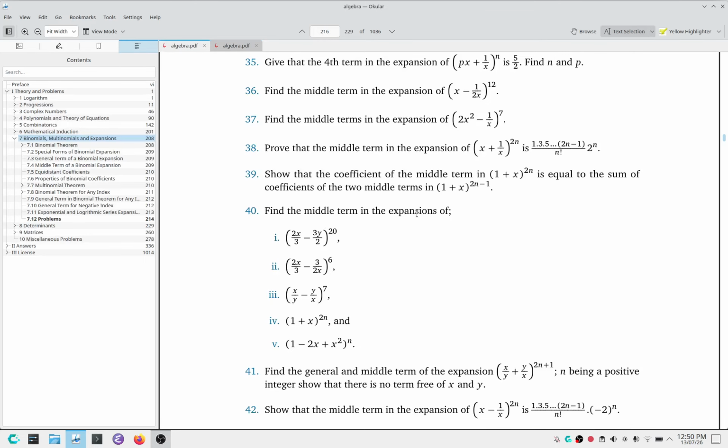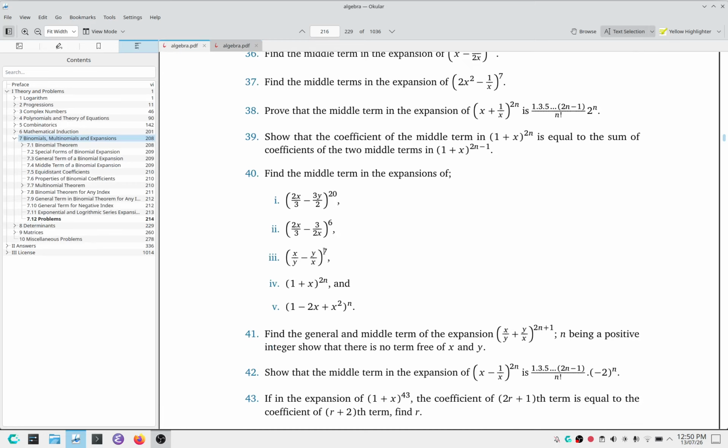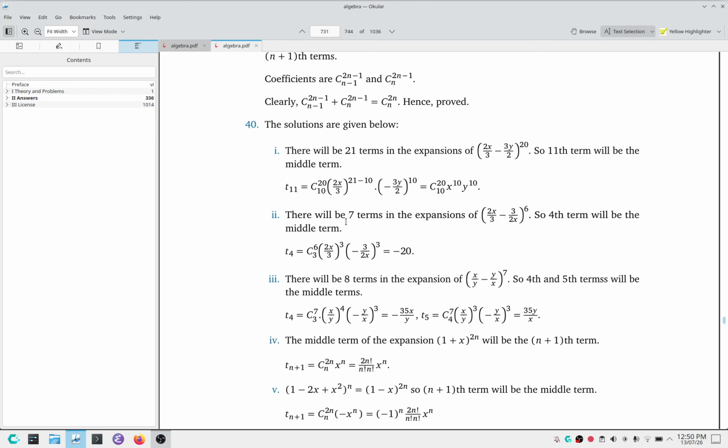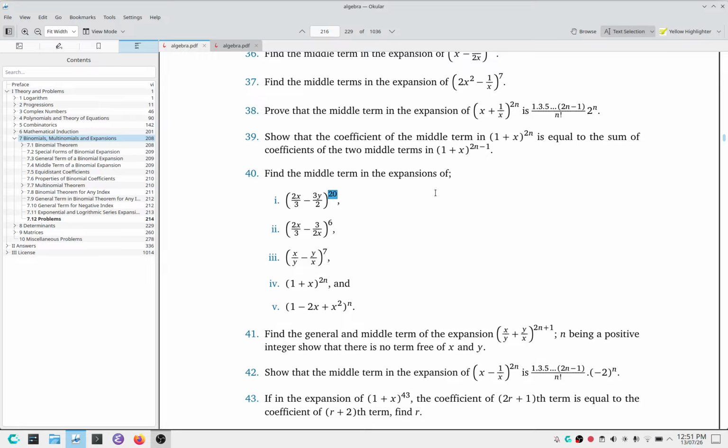In question 40, we have to find the middle terms in the expansions. There are 5 expansions. The first one is (2x upon 3 minus 3y upon 2) raised to the power 20. So there will be 21 terms, and the 11th term will be the middle term. The 11th term is given by 20C10 times (2x upon 3) raised to the power 10 times (minus 3y upon 2) raised to the power 10. That is equal to 20C10 x to the power 10 y to the power 10.